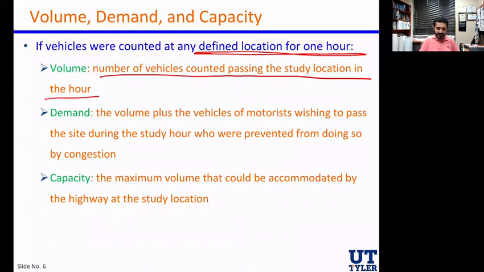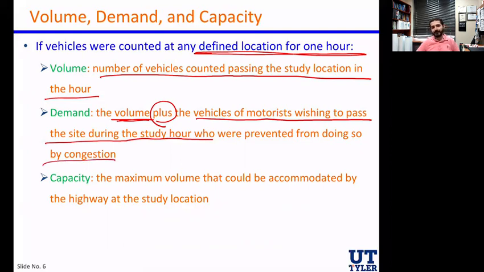While the demand is the volume plus all the vehicles that wish to pass through that site during the study hour who were prevented from doing so by congestion. That's the difference. The volume is what's in there. Some decided, you know what, Google Maps is telling me there's congestion, but I'm just going to take this route no matter what. This is the volume, what you see in real life. Demand is the volume plus whoever, the motorists who wish to pass through that point but decided to go through another route.